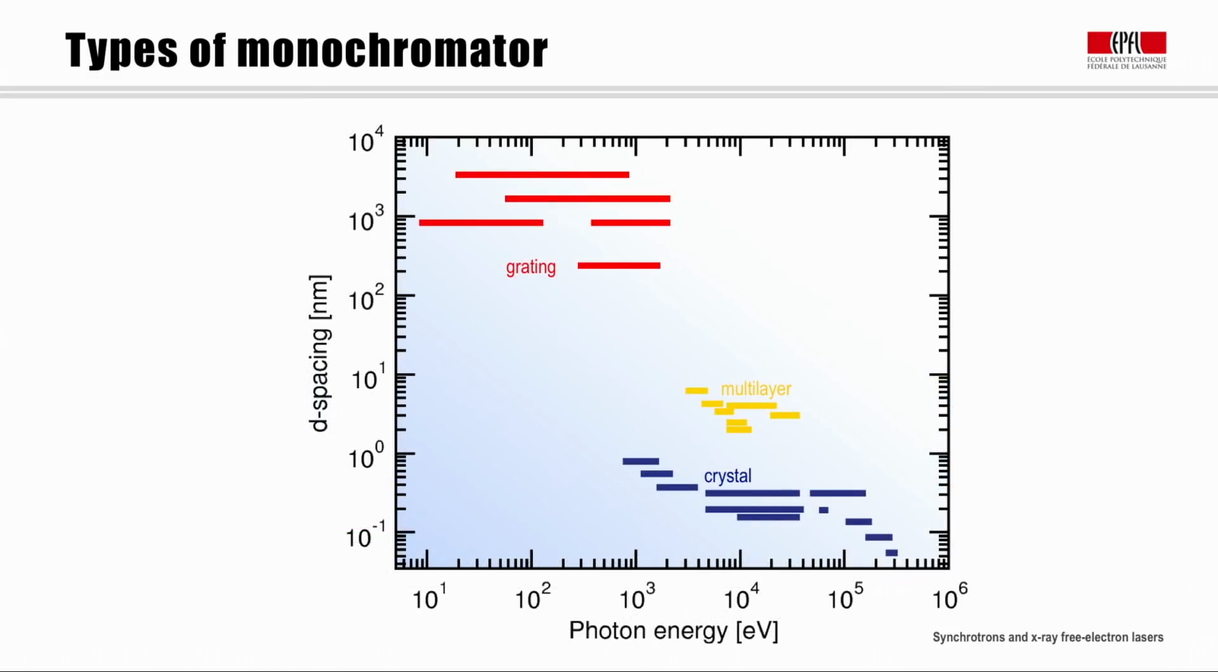A selection of different but representative monochromator types from synchrotrons around the world is shown here as a function of photon energy and periodic spacing d. One sees immediately the strong correlation between photon energy and d spacing. This should come as no surprise. A high photon energy is associated with short wavelengths, for which one needs a diffraction element of similar periodic dimensions.